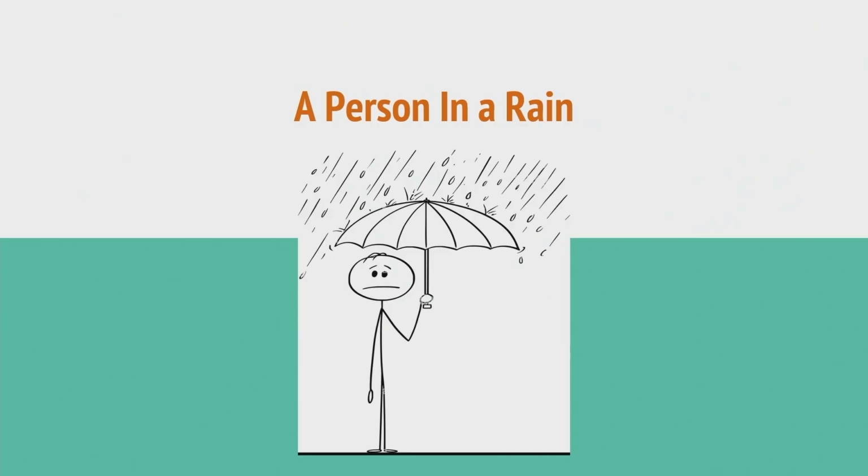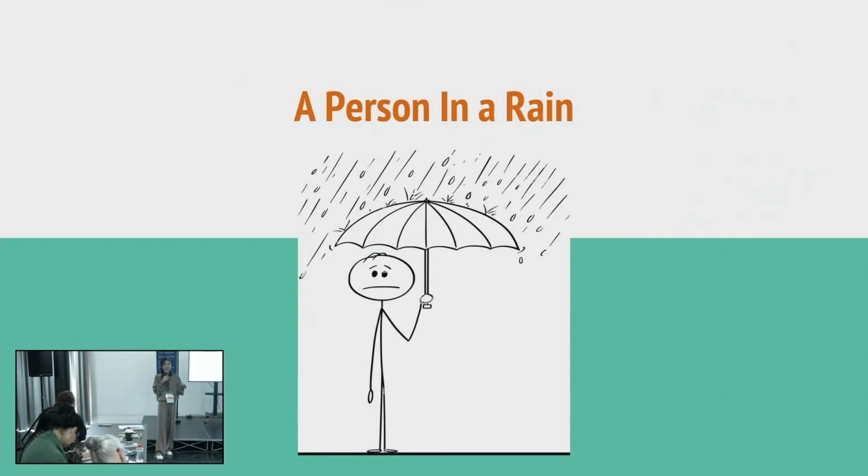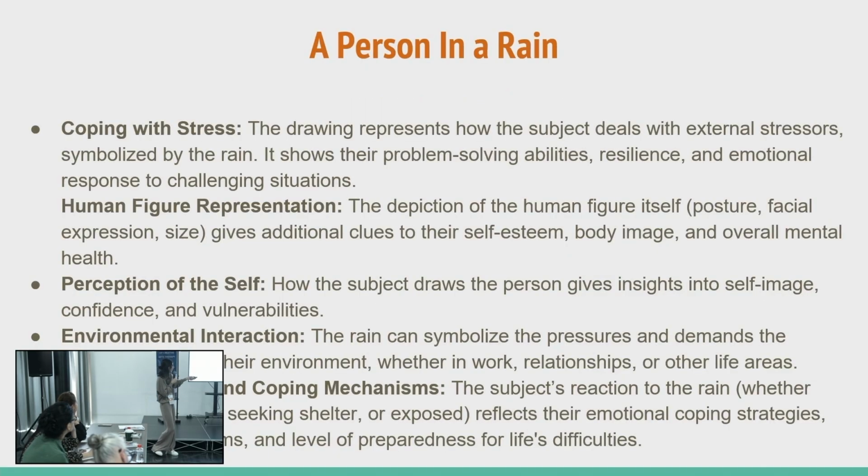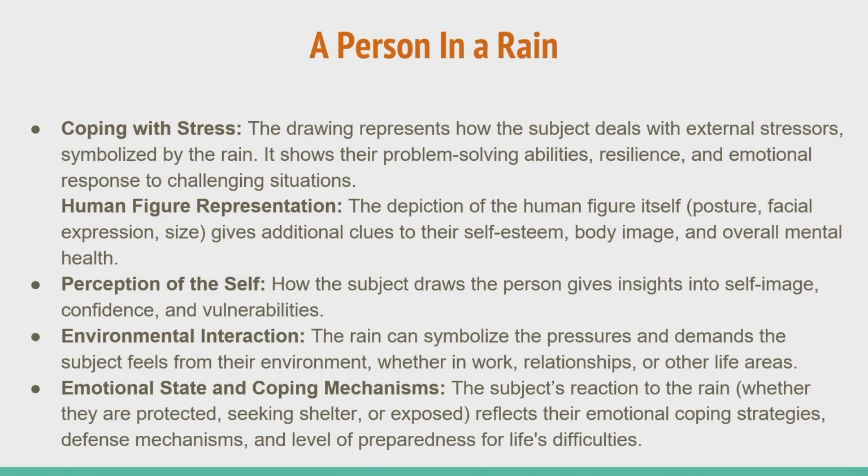Sometimes the rain is something stressful, and does the person have an umbrella, or are they wearing a raincoat, or nothing? Sometimes my client just draws themselves sitting there in the water with the rain falling on them. It's really touching, it's very powerful. When you see some of the pictures, you think, oh, I would like to help this person. So the person in the rain is how the person copes with stress.